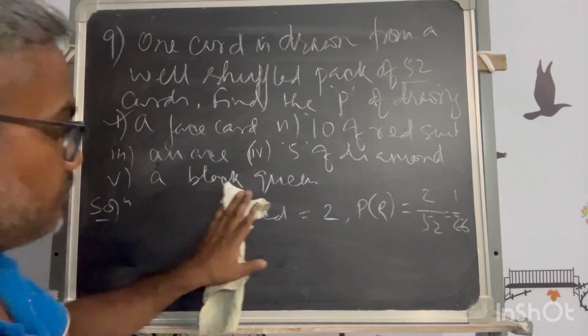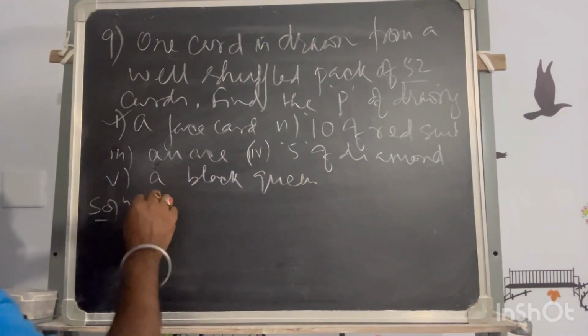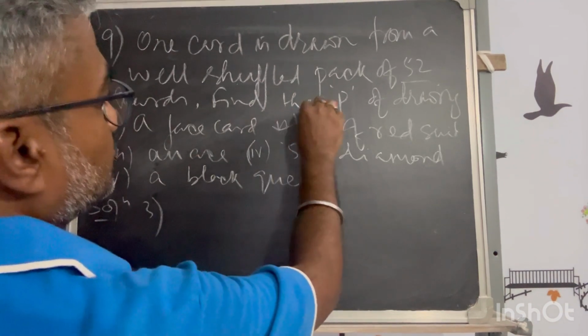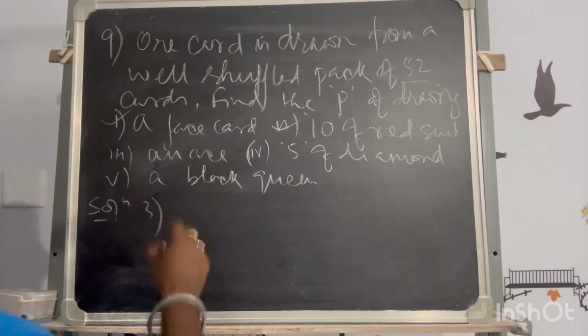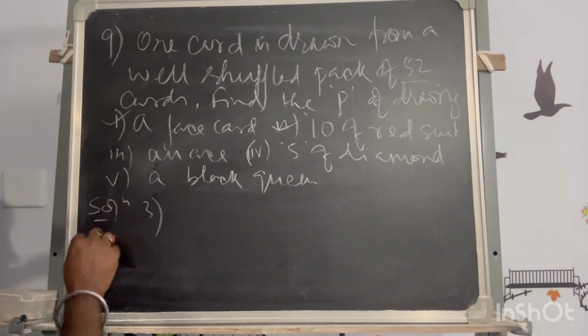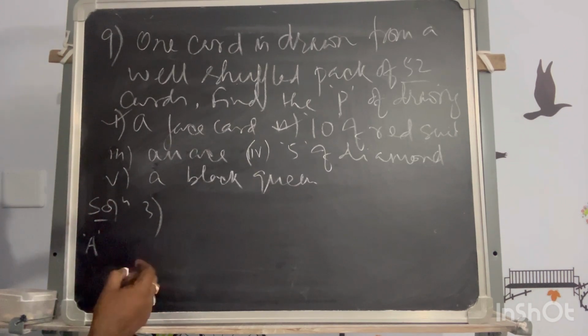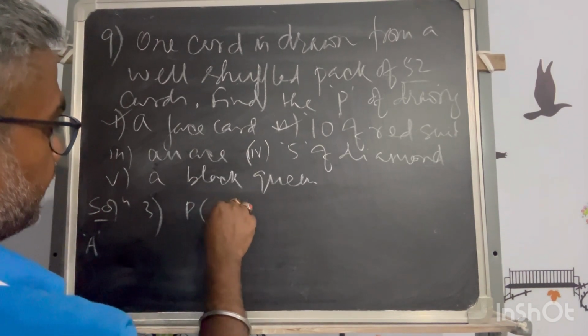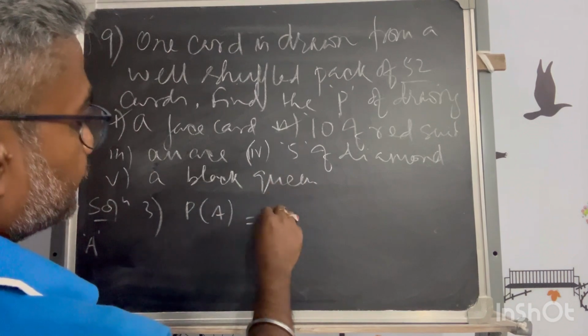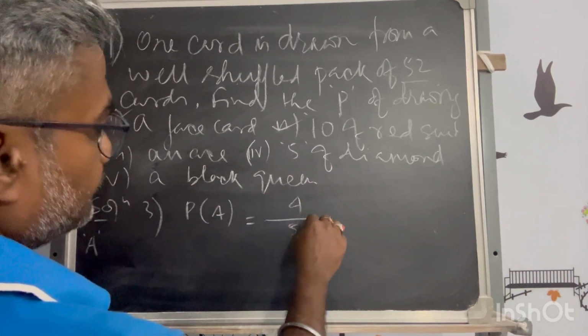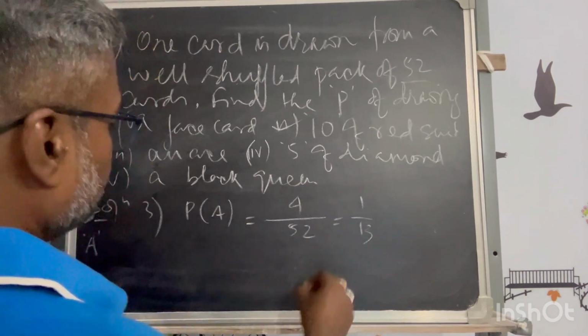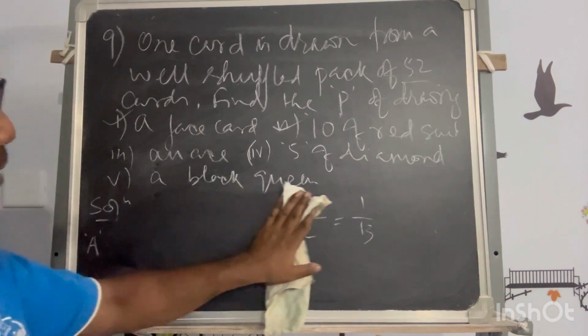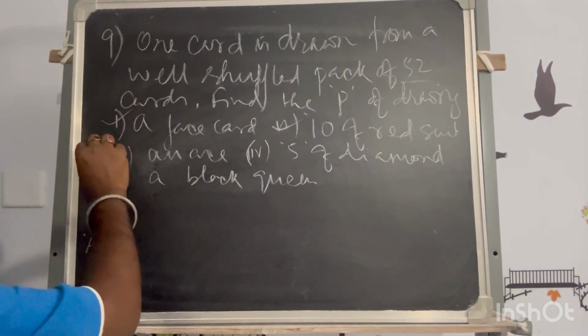Okay. Coming to the next, third: ace. So how many aces are there? 1 in each suit, so 4. So the probability of getting an ace is 4 out of 52, so 1 by 13. Okay, fine. So the third is also done.